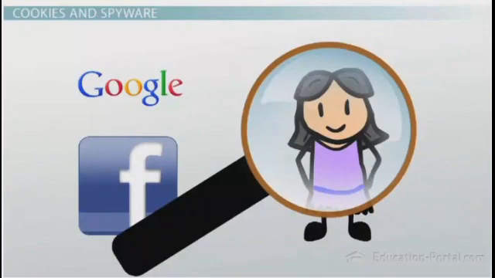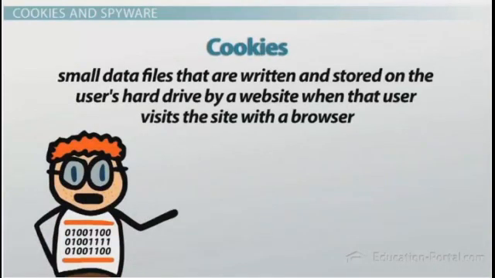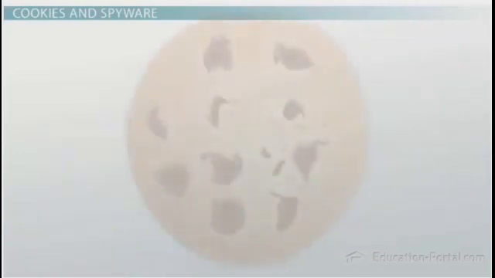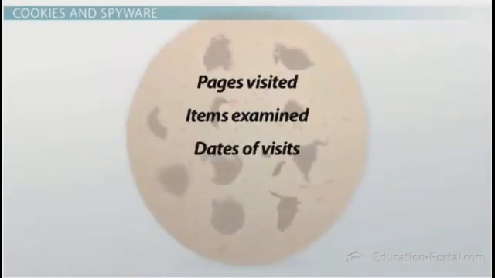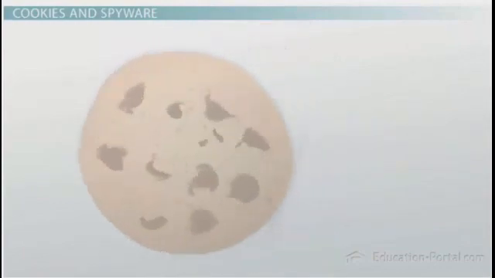Vendors can track the movements of consumers with the use of cookies. Cookies are small data files that are written and stored on the user's hard drive by a website when that user visits the site with a browser. The cookie provides information within the website on pages visited, items examined, dates of visits, and even passwords. This information is stored in the cookie and sent back to the company.